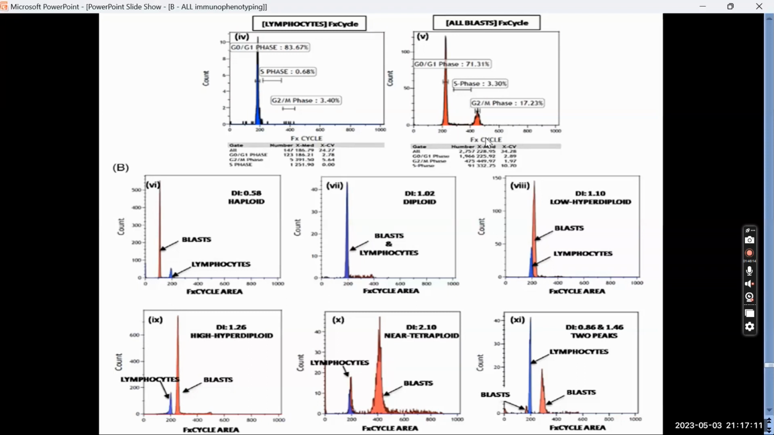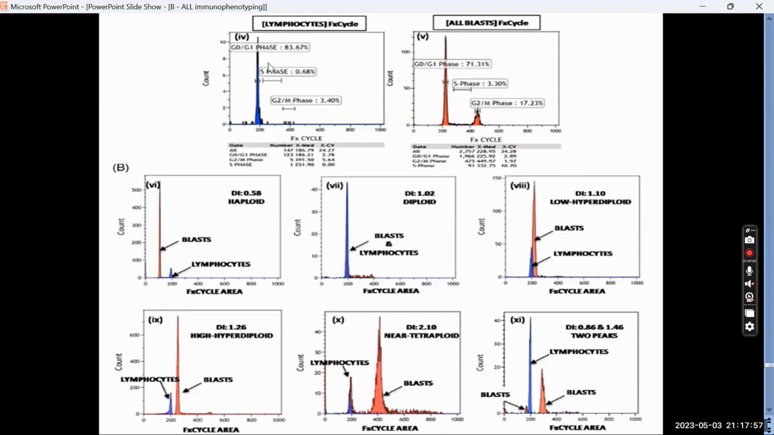Then you divide the FxCycle intensity in blast by the FxCycle intensity in lymphocytes. If it is a diploid blast, it will be 1, because lymphocytes and blasts have the same number of chromosomes, so the DNA binding will be the same. If the blast is hyperdiploid, then when you divide the FxCycle Violet intensity of the blast by that of the lymphocytes, the value will be more than 1.06. You need to define this criterion in your lab. But the point is, if it is greater than 1, it is hyperdiploid. If it is 1, it is diploid. If it is less than 1, it is hypodiploid.